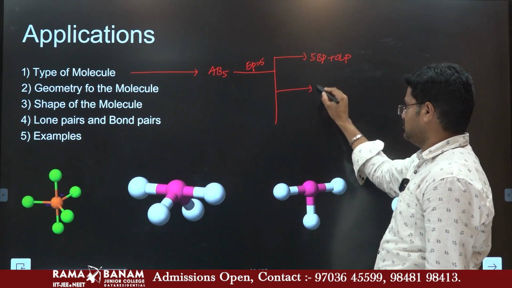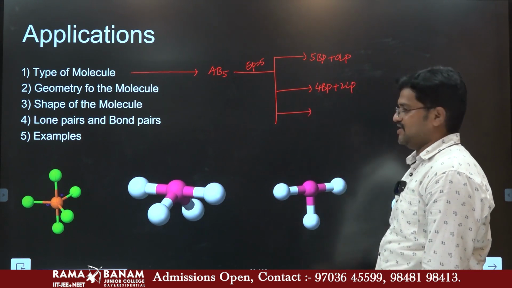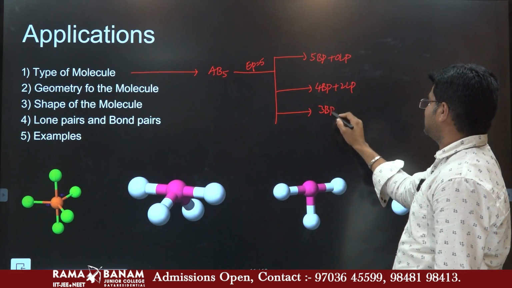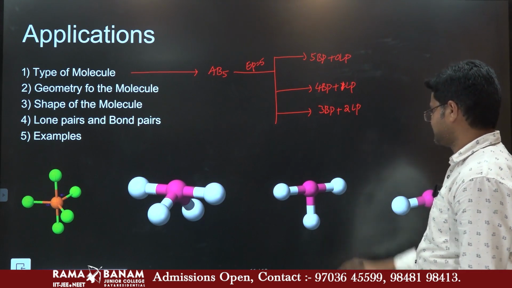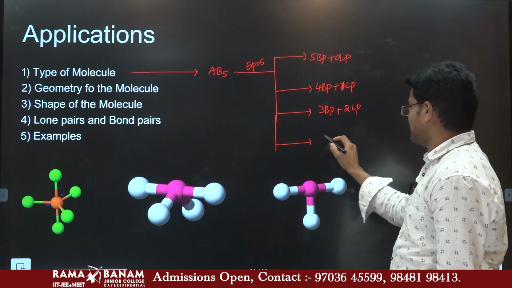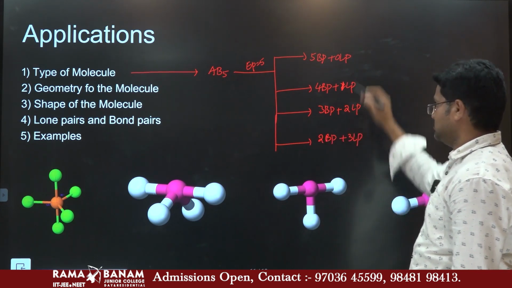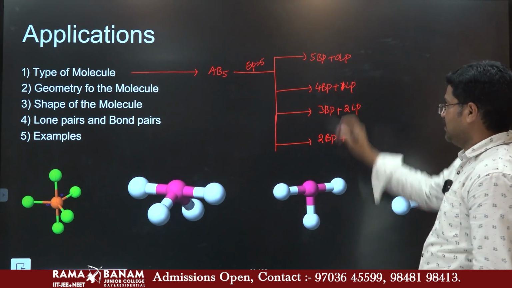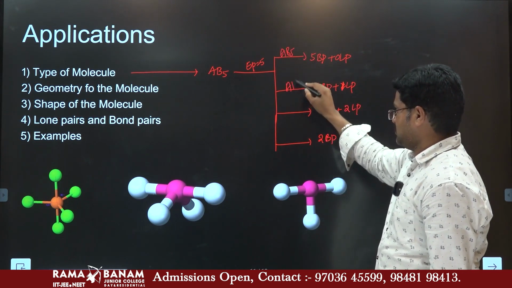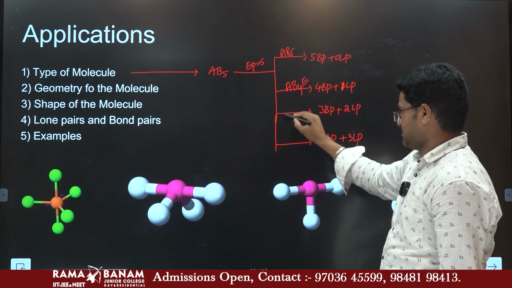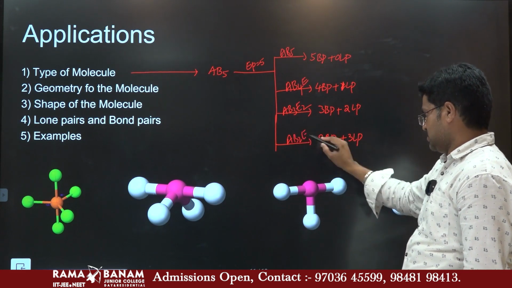And case number 2, 4 bond pairs plus 1 lone pair. Case number 3, 3 bond pairs plus 2 lone pairs. And case number 4, 2 bond pairs plus 3 lone pairs. These are the cases. This is AB5 type, this is AB4E type, this is AB3E2 type, this is AB2E3 type.